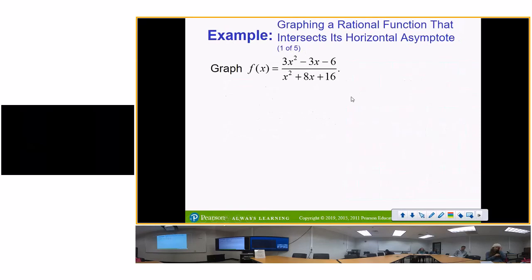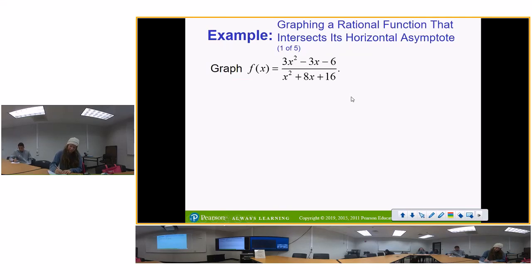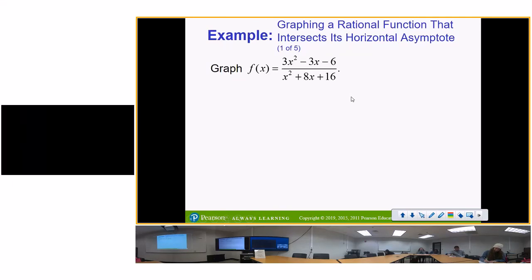I don't think we've done this one, have we? All right. Do this one from top to bottom. I'll let y'all do everything. If you can't do it, then that pretty much means that you struggle with this section. I'll give y'all a hint. The degrees are equal, so therefore the horizontal asymptote is what? 3. Good job.